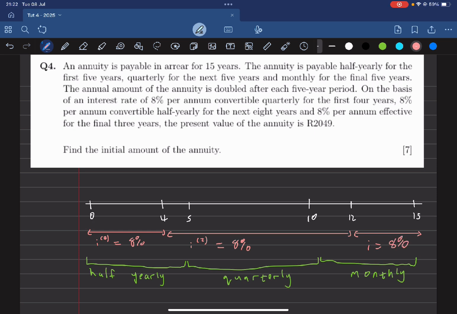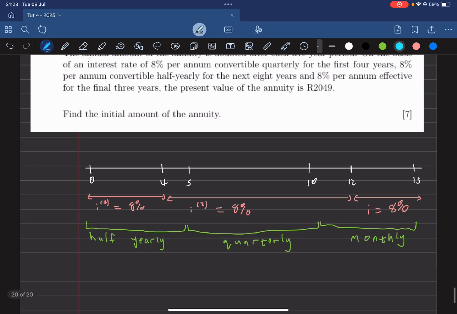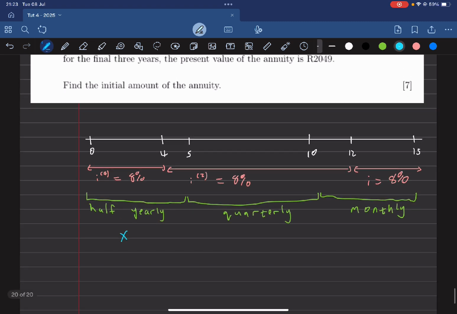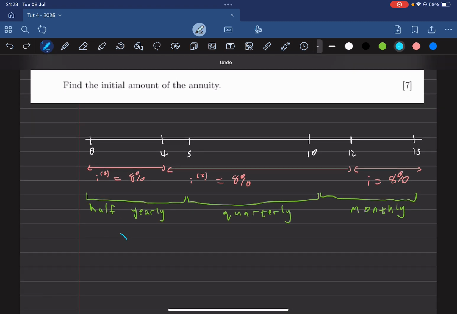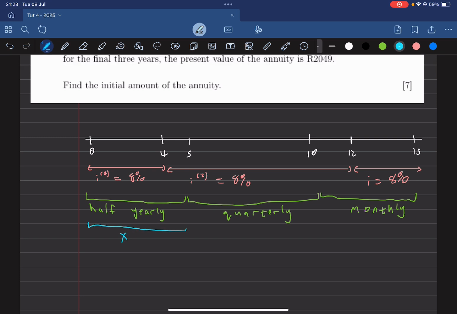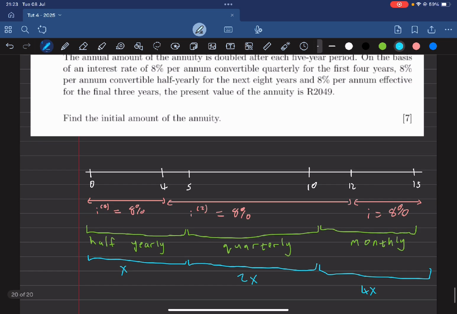Okay, that's all good. And then it says the annual amount of the annuity is doubled after each 5-year period. So let's say initially it's X, then for the first 5 years, for this period, it's X. Then for the next period, it's going to be double, so here it's going to be 2X. And then here, it's going to be double that, which is 4X. That's going to be your monthly payments. And then it says find the initial amount. So basically, they want us to find X.